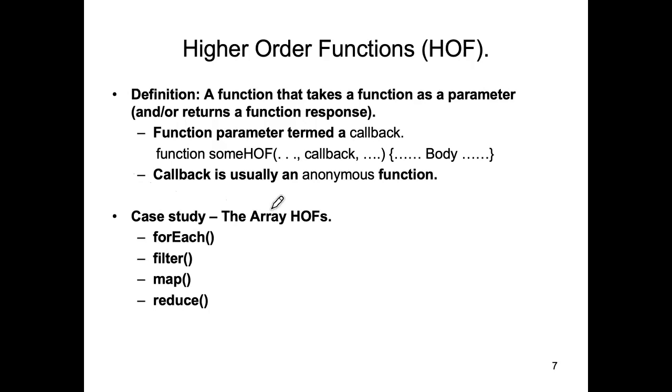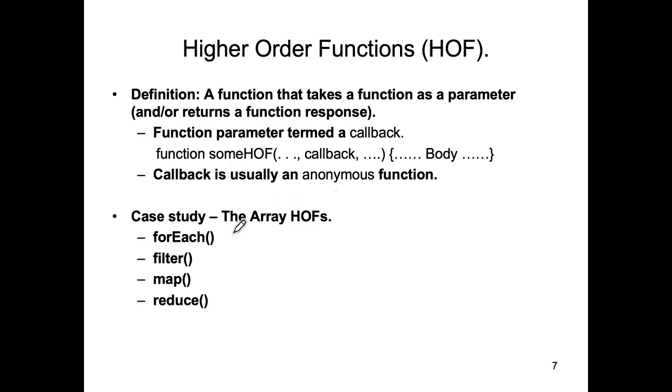Now, the term function and method are interchangeable. Sometimes I use the term method, sometimes I use the term function to refer to the same thing, but just be aware of that. So when I talk about higher order function, we could equally be talking about higher order methods, because methods are nothing other than a function which is a property of an object. Okay, I'll just say that again. A method is just simply a property of an object whose value is actually a function.